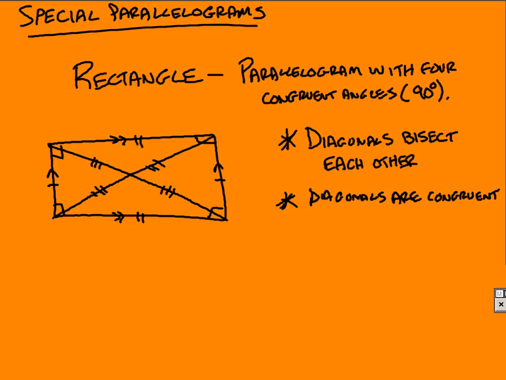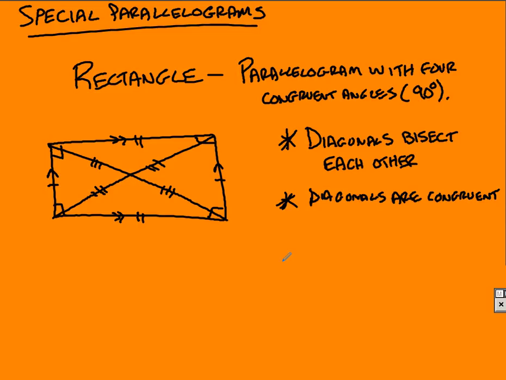We talked about parallelograms in general. Now we're going to look at some special parallelograms, special cases that are just parallelograms with some extra things added on them. The first one's a rectangle. It's a parallelogram with all four congruent angles.